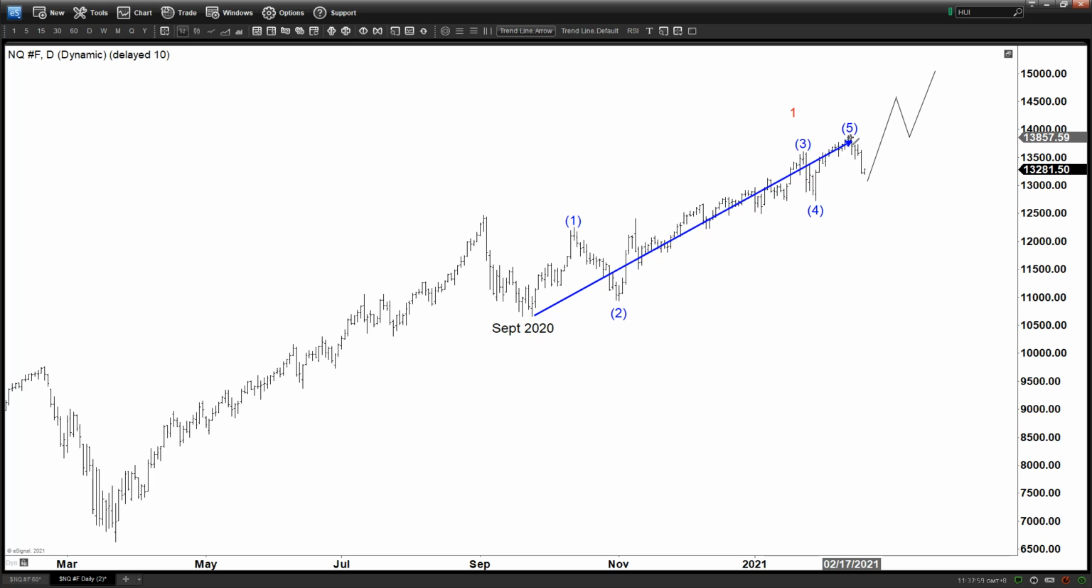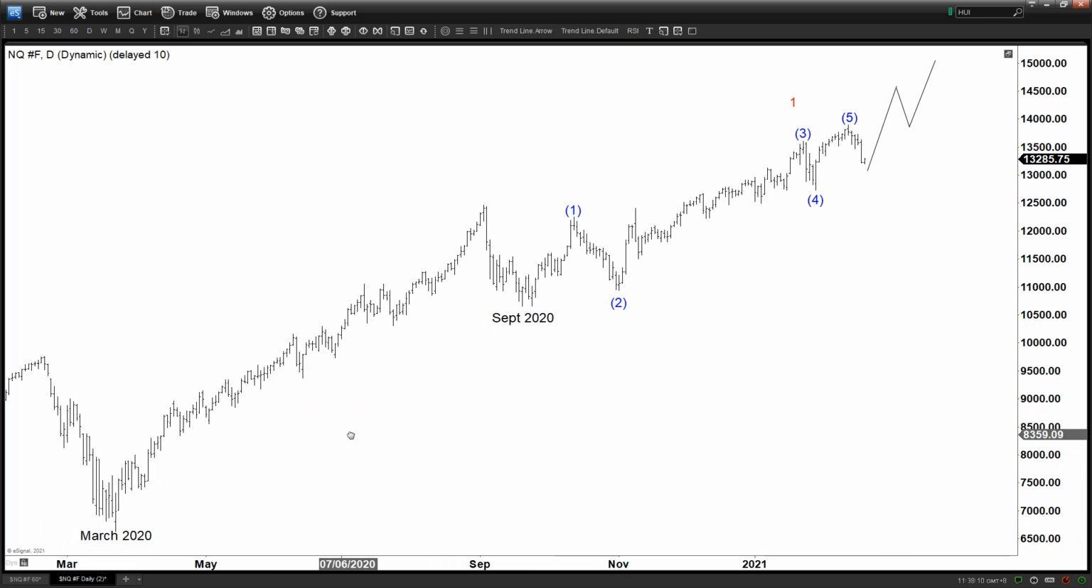It's a bigger pullback to correct this entire move, or even worst case, ending the whole entire rally from March, which is the low after the COVID-19, right? So the worst case is ending the entire rally. If this is some sort of 1 2 3 4 5 from the March low, then we are already at the final leg of that move, and we could in fact be ending the whole cycle and then doing the bigger pullback. But again, those are all step by step, guys.